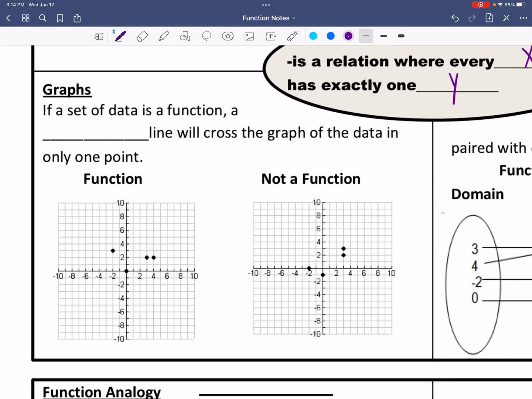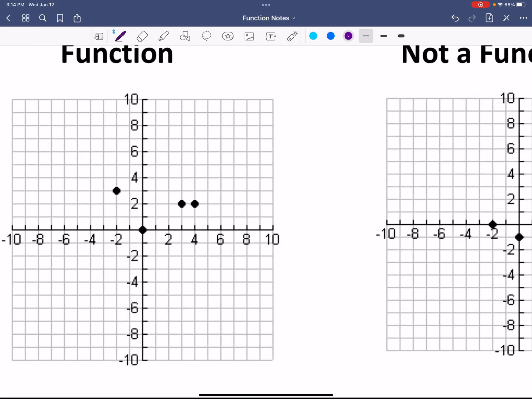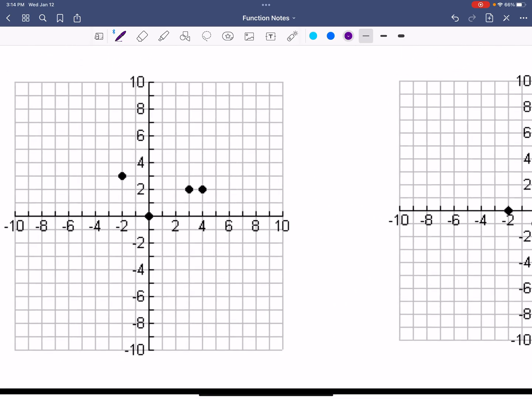Next, we're going to go ahead and look at graphs. For graphs, if a set of data is a function, a vertical line, and remember, vertical means it goes up and down, will cross the graph of the data in only one point. Looking at our first graph here, I'm going to go ahead and draw a vertical line. So this is called the vertical line test. What we're going to do is draw lines going up and down and see how many times it goes through my graph.